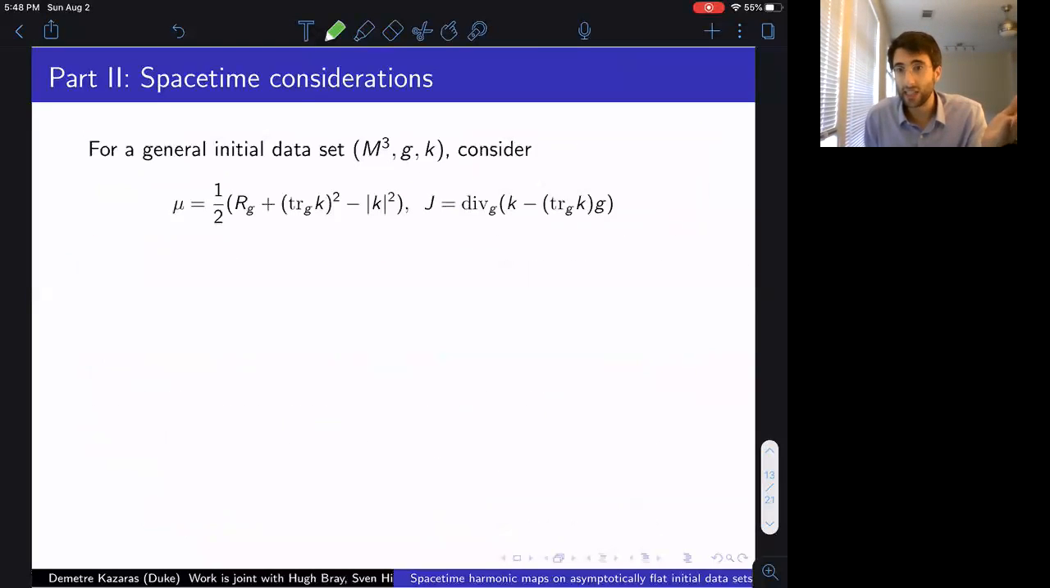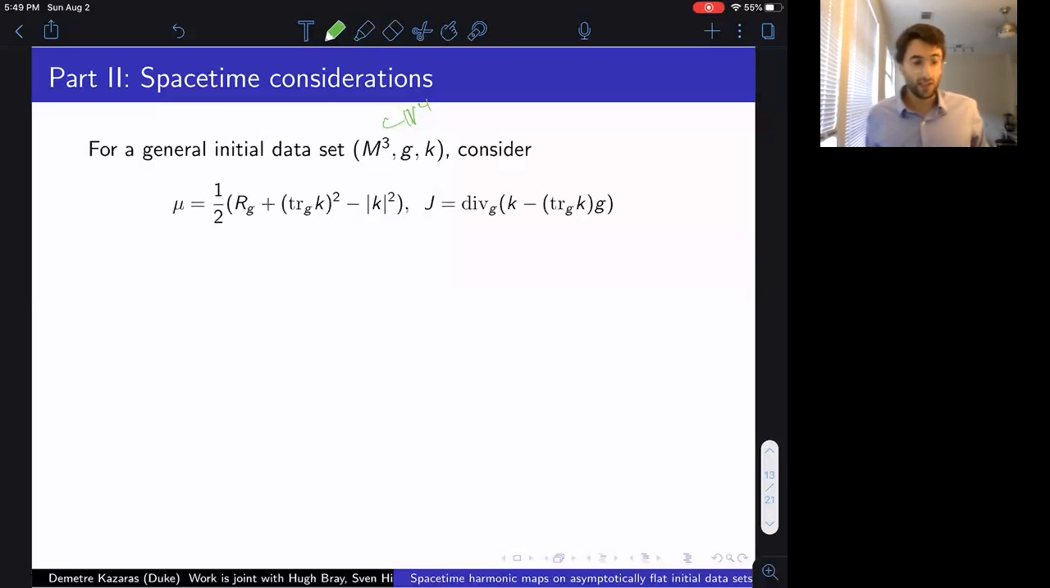We really want to study not just time symmetric initial data sets, but general initial data sets. And you imagine this lives in some four-dimensional Lorentzian manifold. You'll get not only the Riemannian metric from the restriction of the Lorentzian metric, but you also get the second fundamental form, which captures how your spatial slice is twisting around in the spacetime.